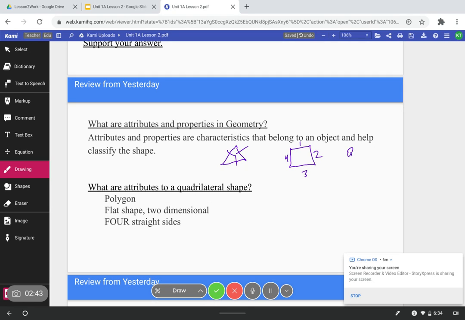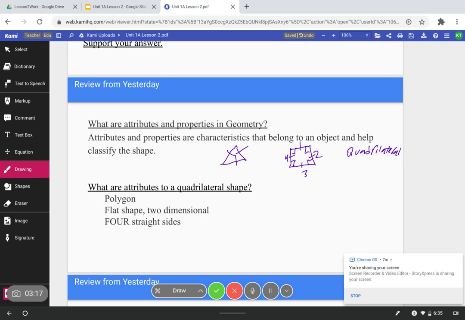So it's a quadrilateral because a quadrilateral is a shape that has exactly 4 sides. And another attribute of this is that it has 4 right angles. Another attribute, all 4 sides are congruent. All 4 sides are equal to each other. So these are some attributes to a square.